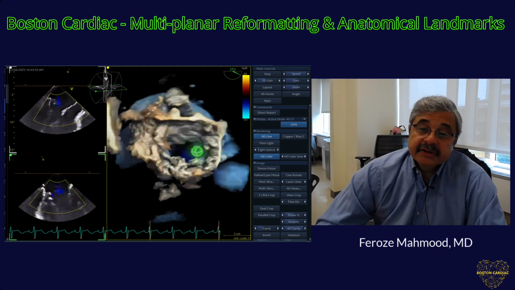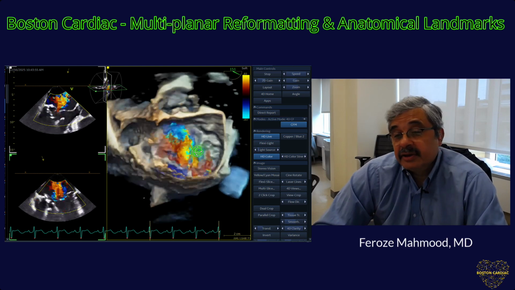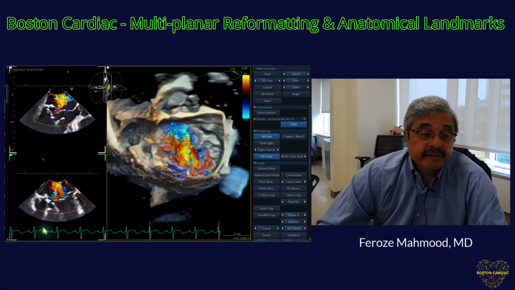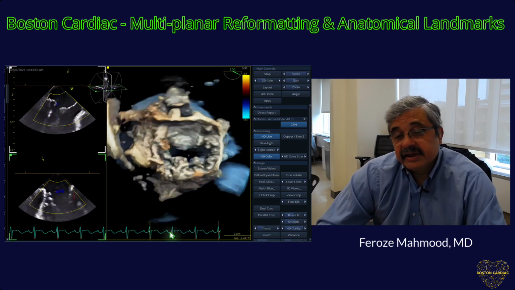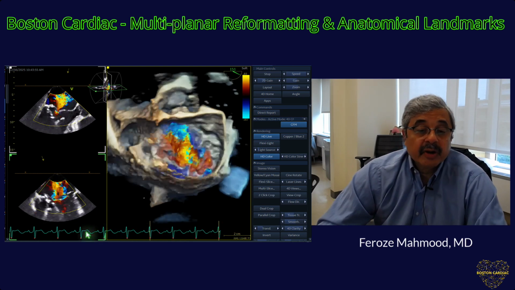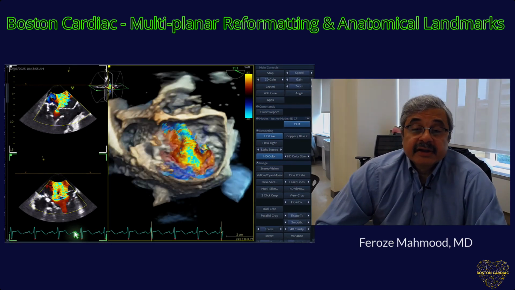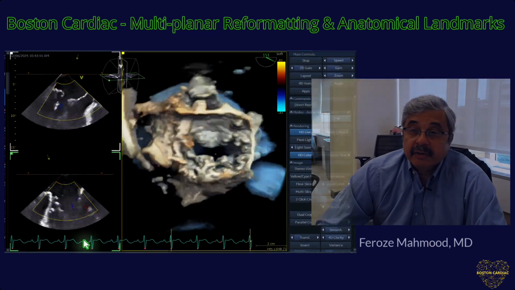So ideally for this function, you need to have an image with the highest line density and highest frame rate. That is only possible through an R-wave gated acquisition. And as you can see, this specific image has been acquired over 8 beats. Sometimes it is not possible, so you'll have to rely on a single beat acquisition with high volume rates.